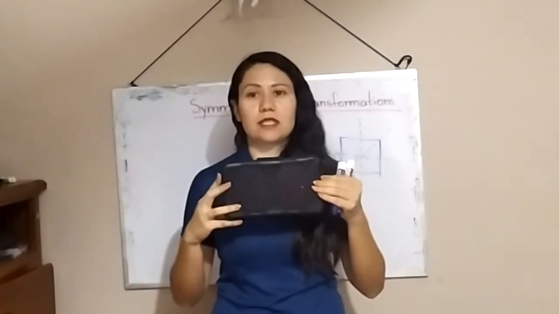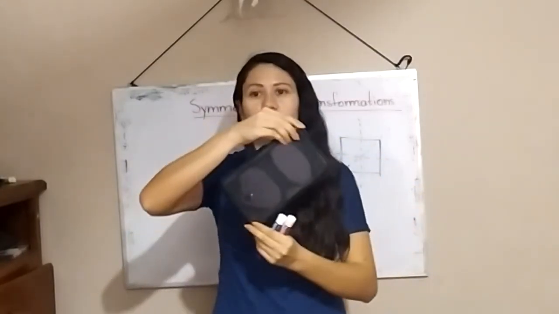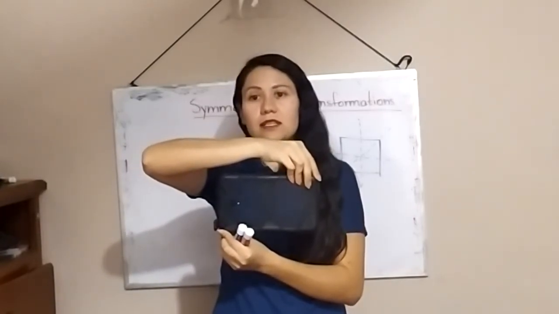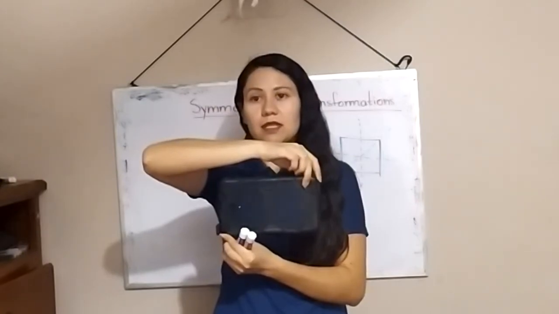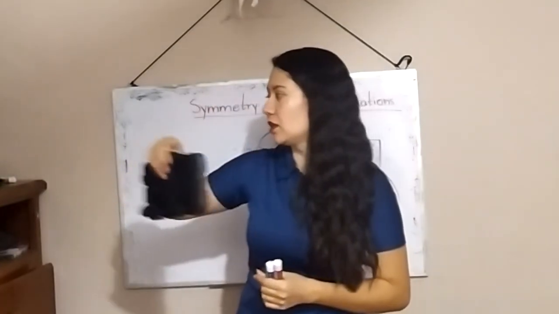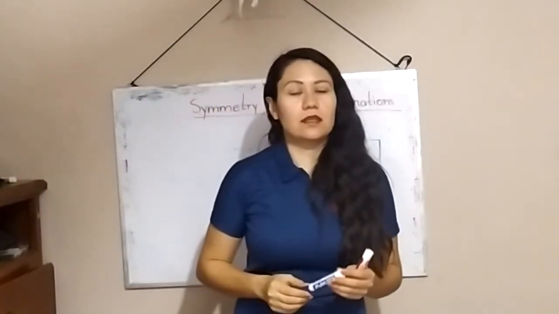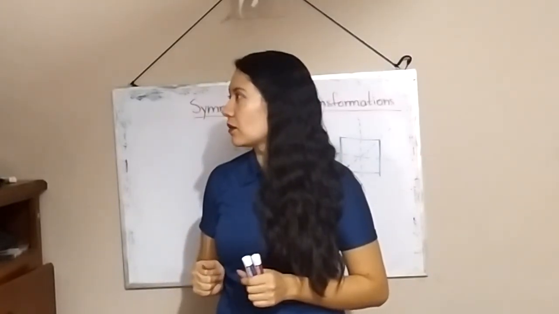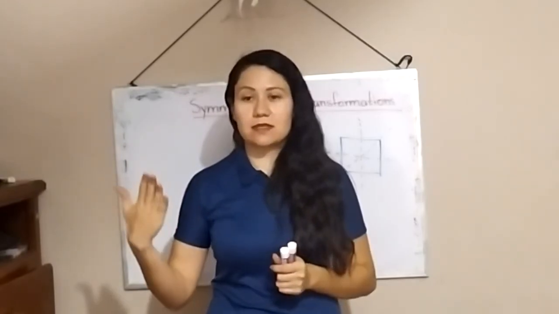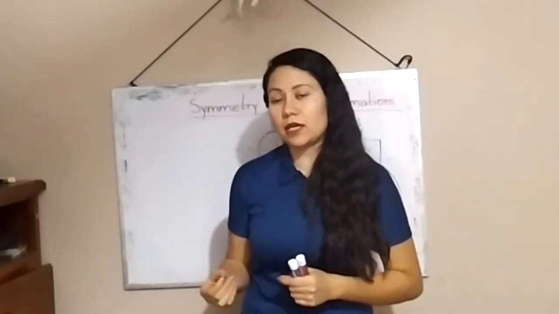Let's see, my tablet. If we rotate the tablet 180 degrees, it will have the same shape. Okay, we will not see any changes on the shape of the tablet. That means that the tablet has rotational symmetry. Okay. What else? Anything that you can rotate any amount of degrees less than 360 and it remains the same, it has a rotational symmetry. Okay.